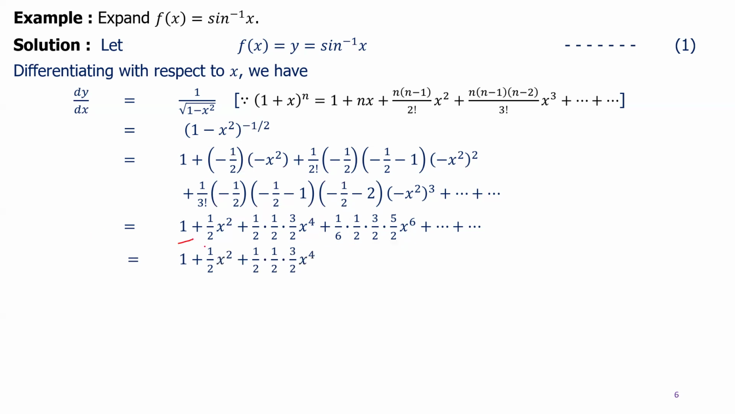1 plus x square upon 2, then 1 by 2, 1 by 2, 3 by 2 into x to the power 4 plus 1 by 2, 1 by 2, 1 by 2, 5 by 2 x to the power 6. How are we getting this one? So now we have to just cancel out this thing. This is as it is, nothing is changed.